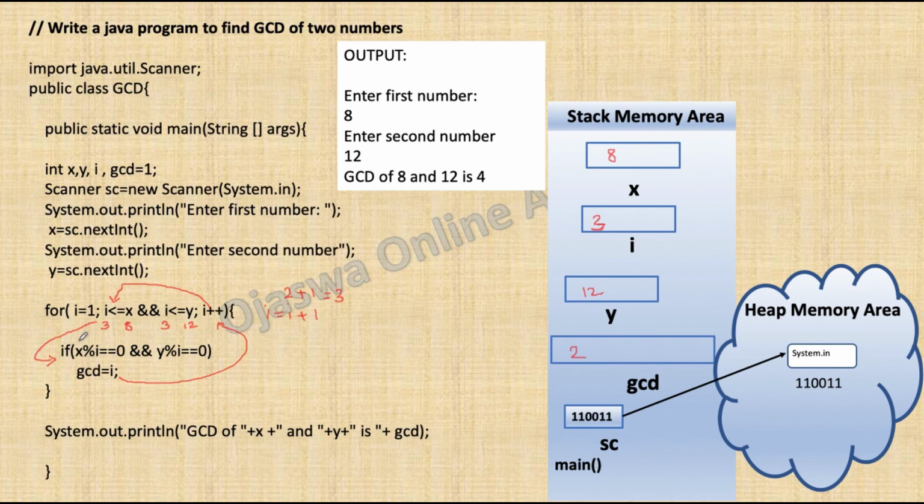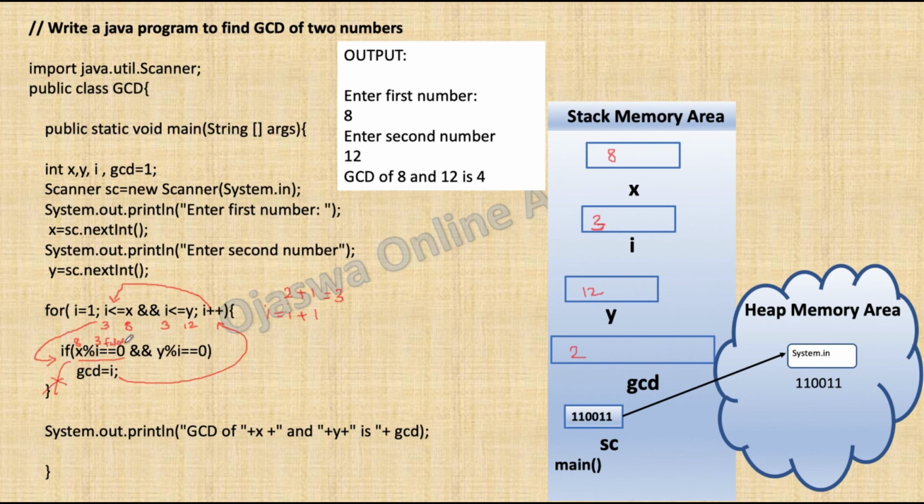Now over here, value of x is 8 and value of i is 3. When 8 is divided by 3, the remainder is not 0. 8 is not completely divided by 3. Hence this condition becomes false. And when the first condition is false, the next condition is not executed. So the whole condition becomes false and control of the program will not come inside the if block.